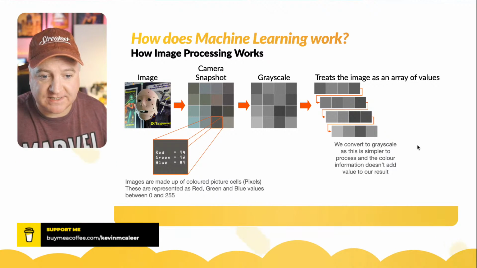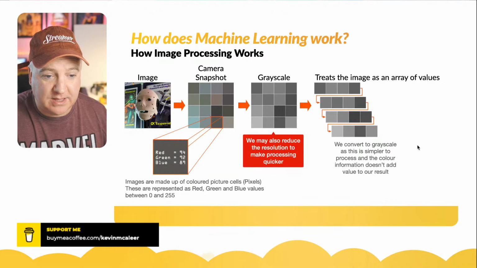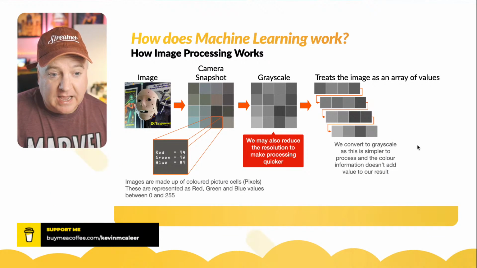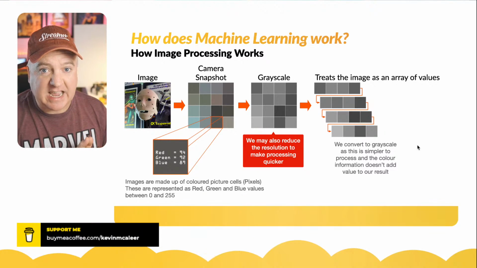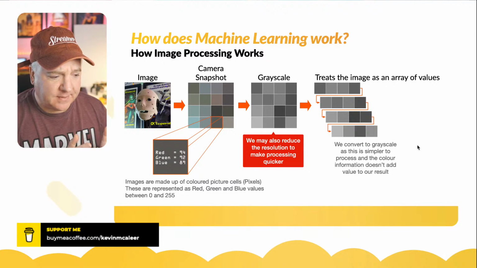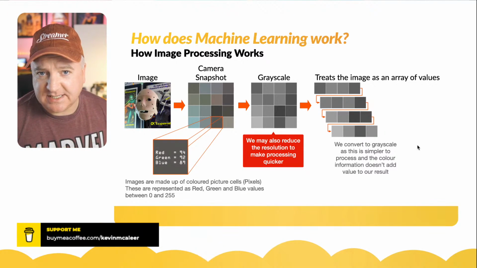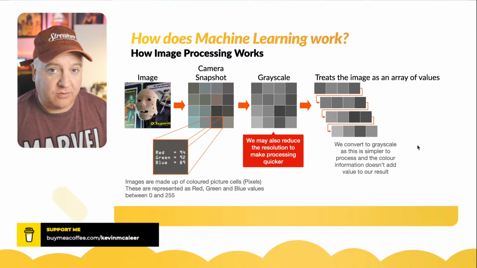So we convert that to grayscale. It's just simpler to process. We don't need the color information. It doesn't actually add a lot of value in the cases that we're doing. And a lot of the times as well, it will reduce down the image. So we might have captured this as an HD image, maybe like 1920 by 1080p, something like that. And it will reduce it down to 300 by 300 pixels.